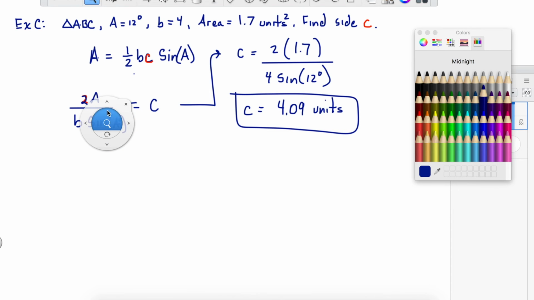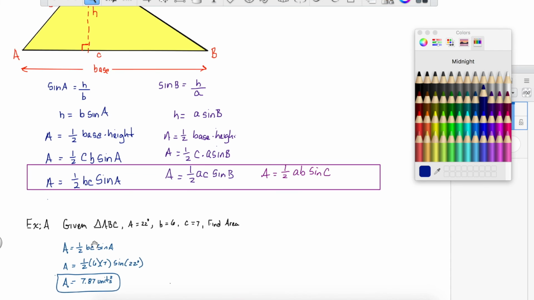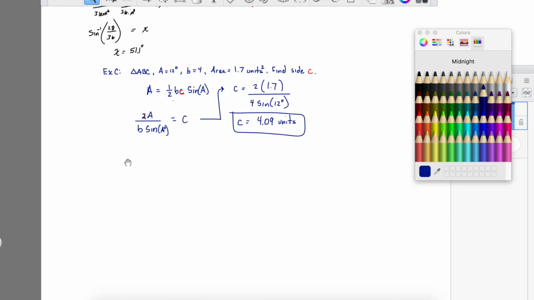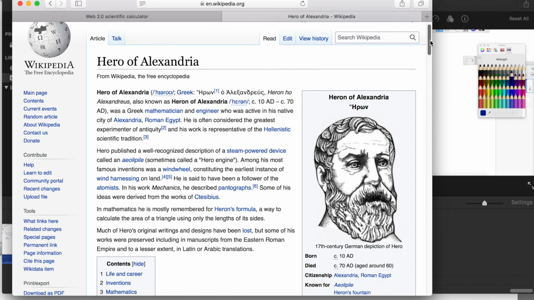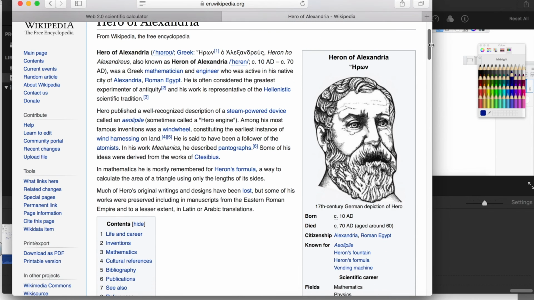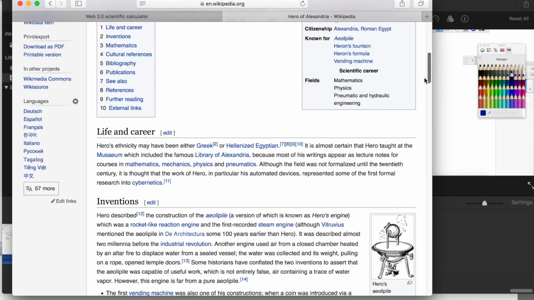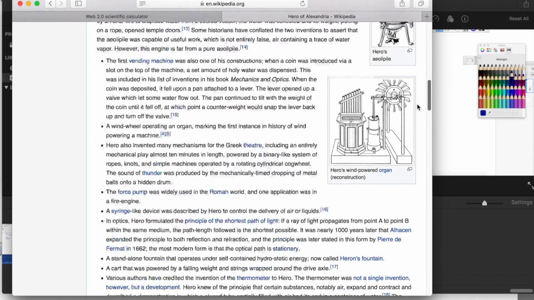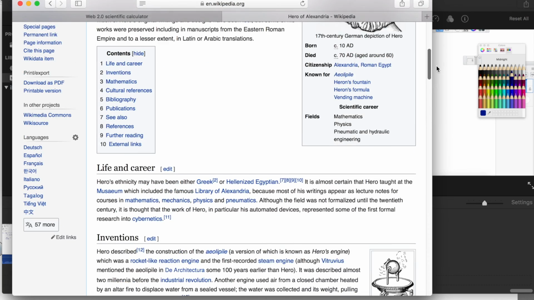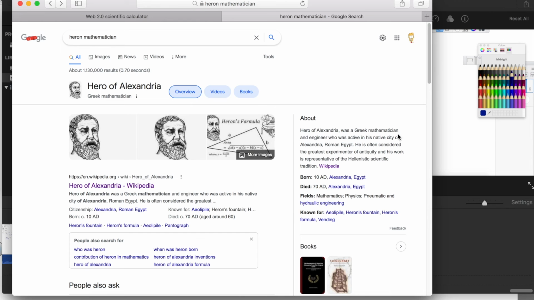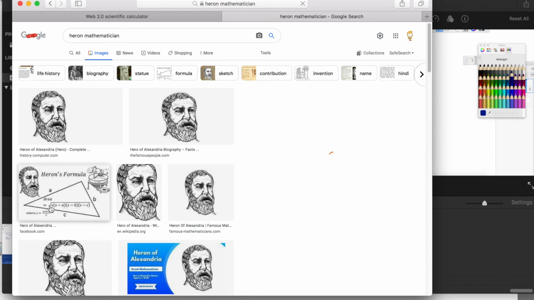Very good. Okay, so those are 3 examples there where we're using the area equation based off side angle side. I'll give you one more, and that is if we know all 3 sides. We've got a formula by this guy, Heron of Alexandria, who lived a long time ago, 2,000 years, and he invented the first vending machine. That's interesting. But one of his big accomplishments was Heron's formula. And I see it right there. Heron's formula. Yeah, there it is.